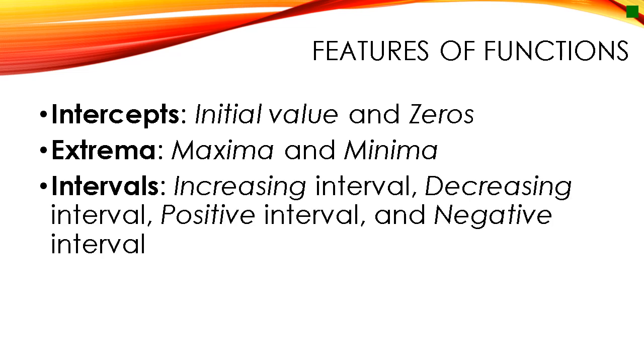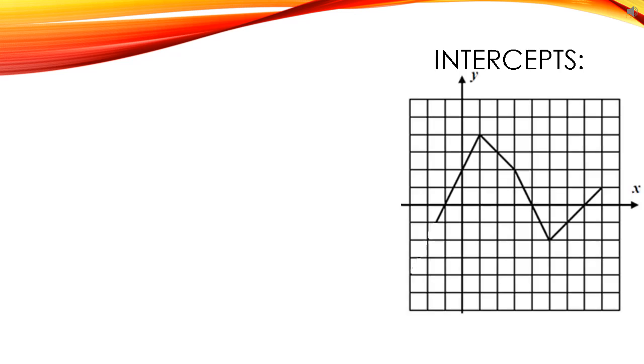The intervals. We have four different kinds of intervals: increasing intervals, decreasing intervals, positive intervals, and negative intervals. Let's start with the intercepts. We have a graph here that represents a function, and we need to identify the intercepts. We said that we have two intercepts.